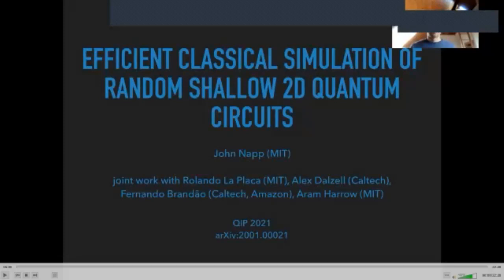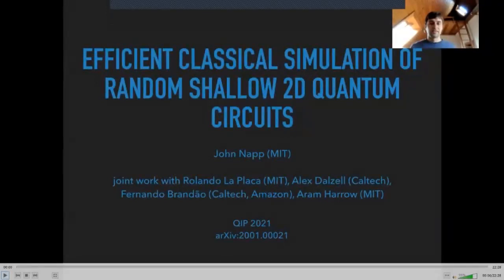Yeah, so this is efficient classical simulation of random shallow 2D quantum circuits. So John Napp, Rolando La Placa and Alex Dalzell got the Best Student Prize for this work. And John will be available on Slack to answer questions and also in the Q&A the last 5 minutes of the presentation. So I think you can start the slides now. Oh, he's actually there or not? Oh, it's the recording. Okay, sorry. Yeah, go ahead.